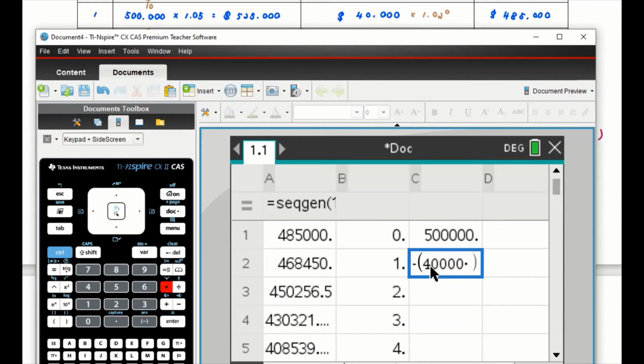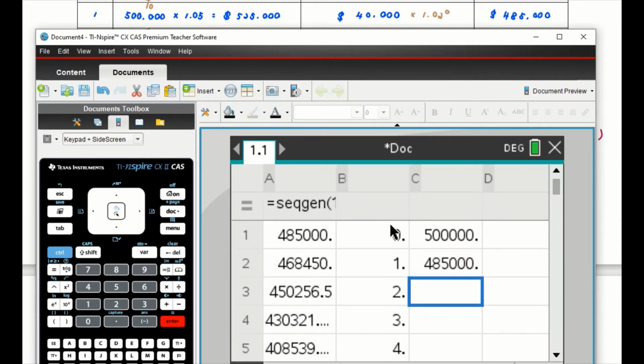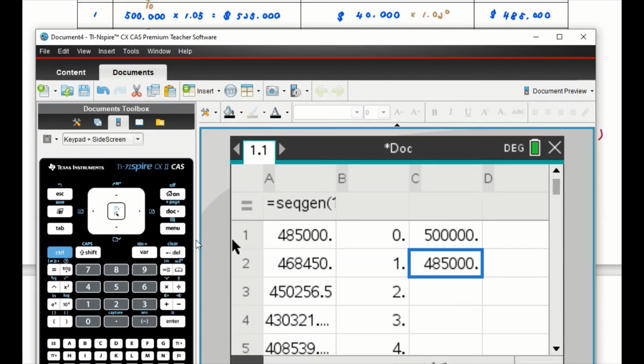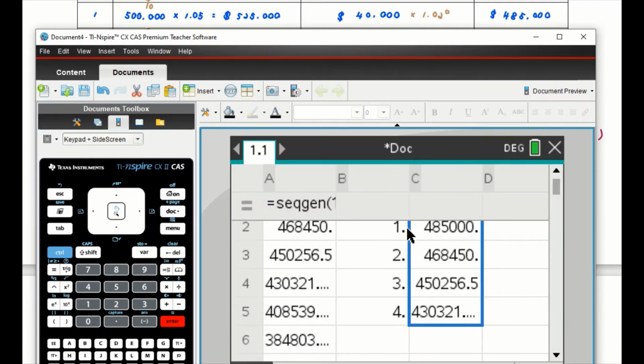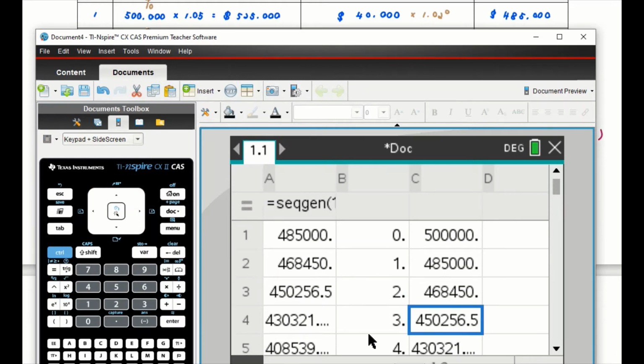Then multiply 1.02 to the power of, the first time you are still doing 0, because you only want to minus off 40,000. To find our T1, it is 1.02 power 0. So we are using B1, power B1. Then close it, then enter. You should get exactly the same value that you have as your T1 here. Then highlight, menu, data, fill, and just go down. You should get exactly the same thing as what you have here.